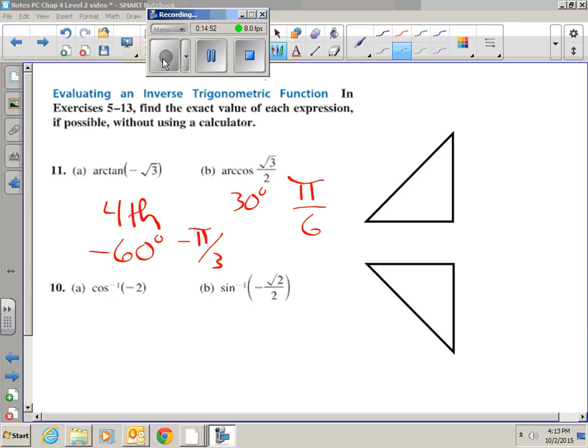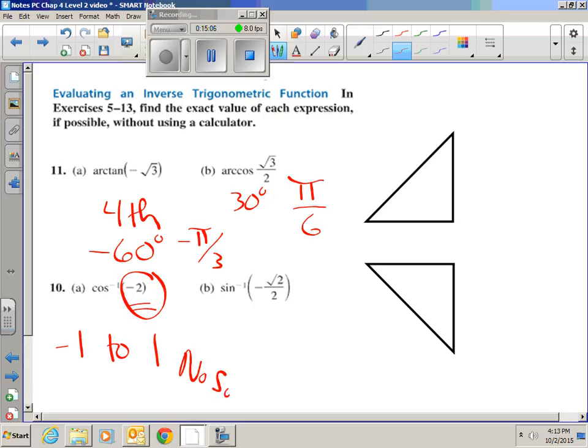Well, what do we know about cosines? The range for cosine, when I input a cosine, the ratio goes from -1 to 1. -2 is too big, so there is no solution to this problem. You cannot find the arc cosine of -2. It just doesn't work. Okay?